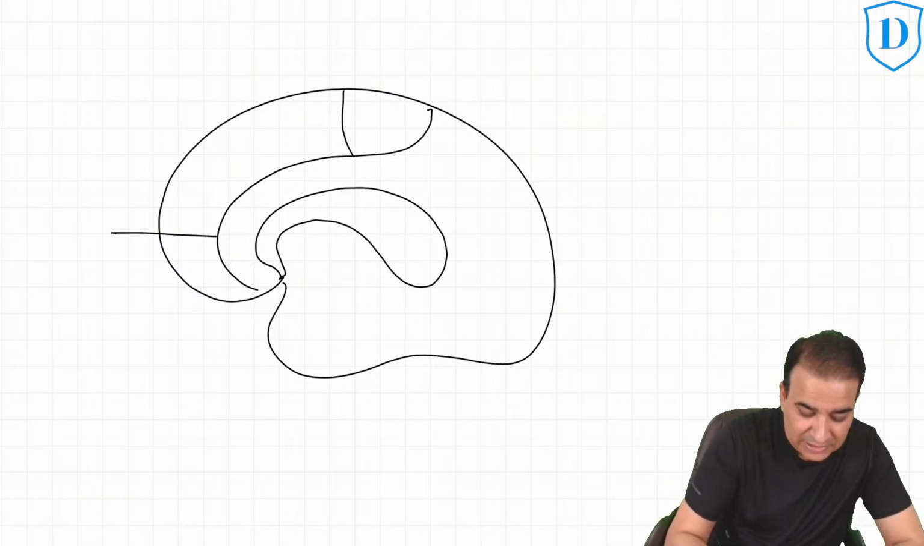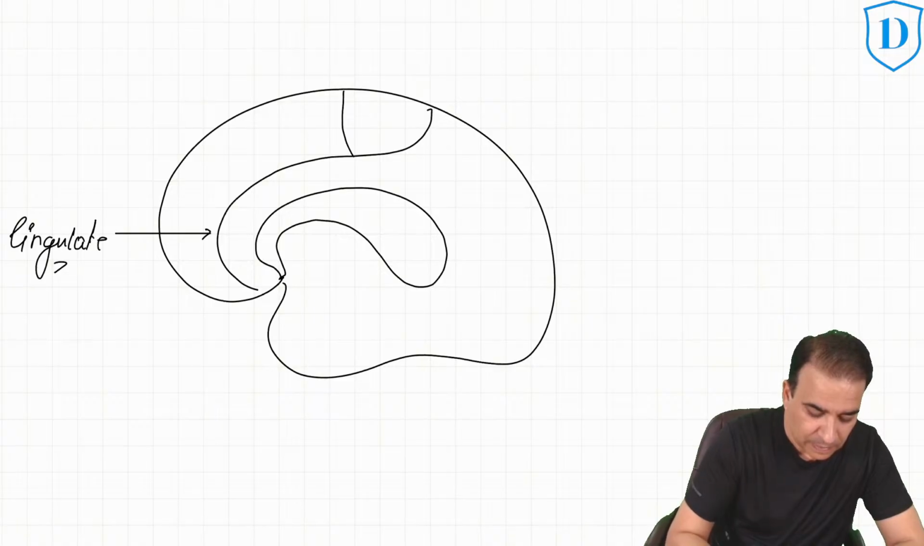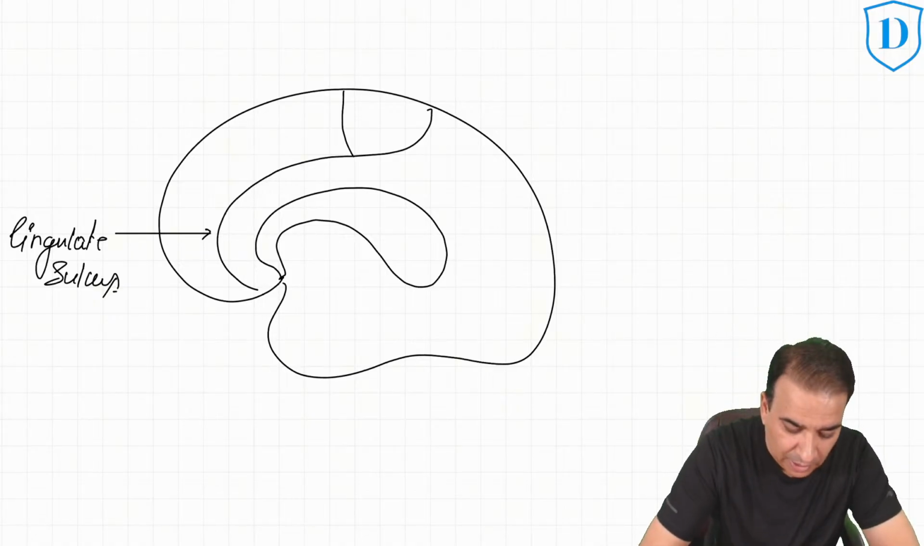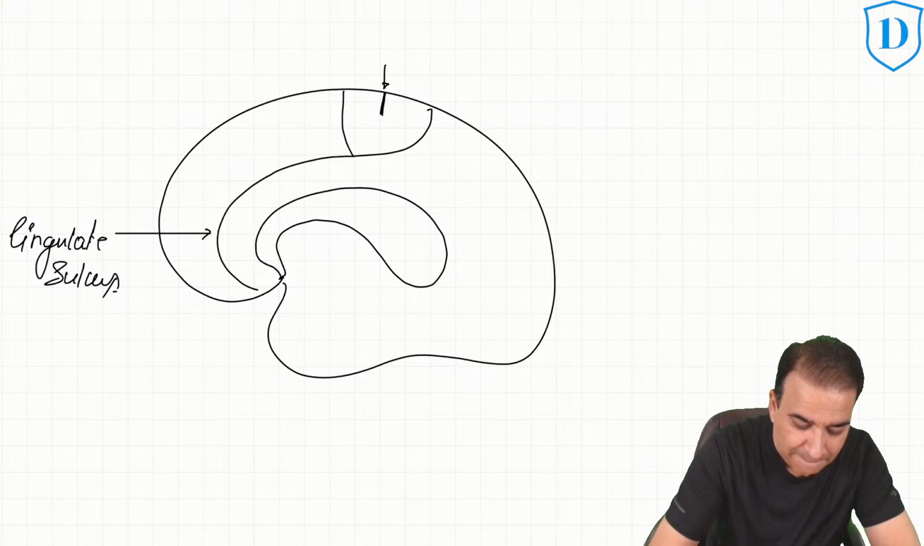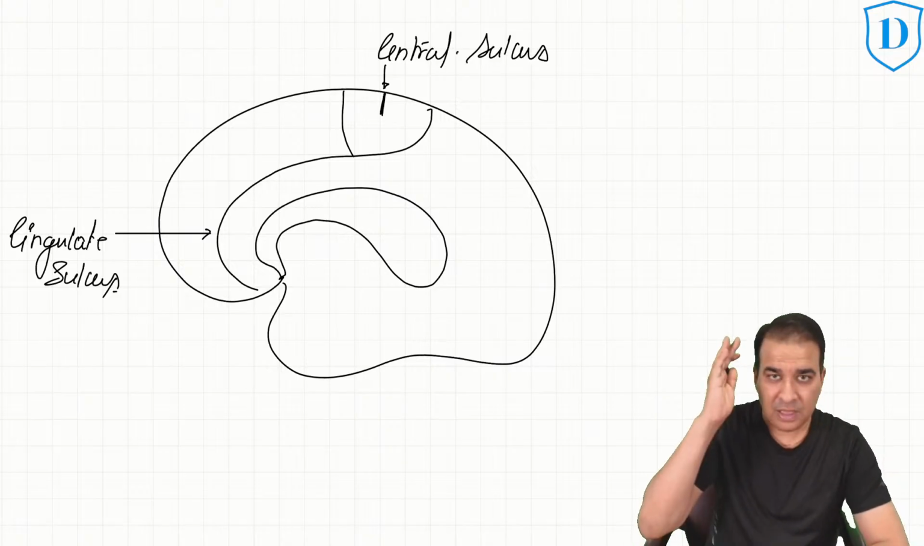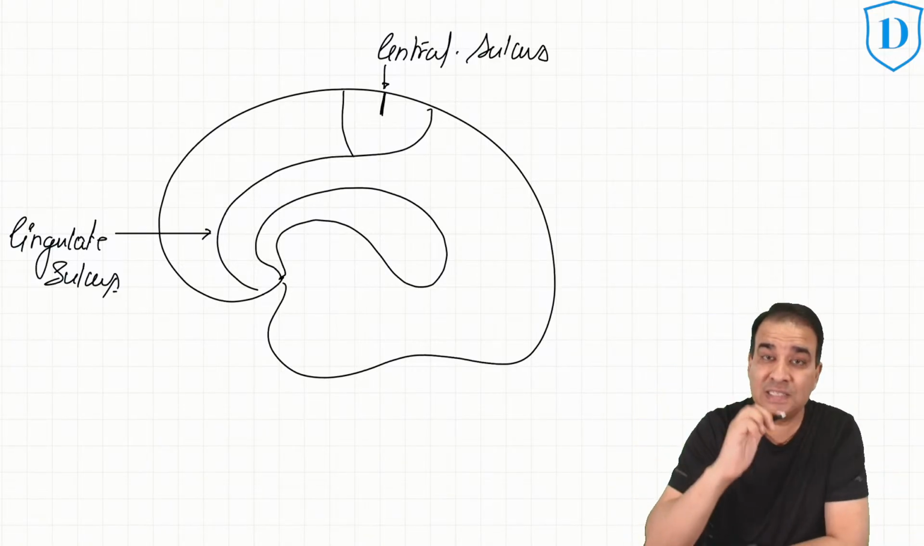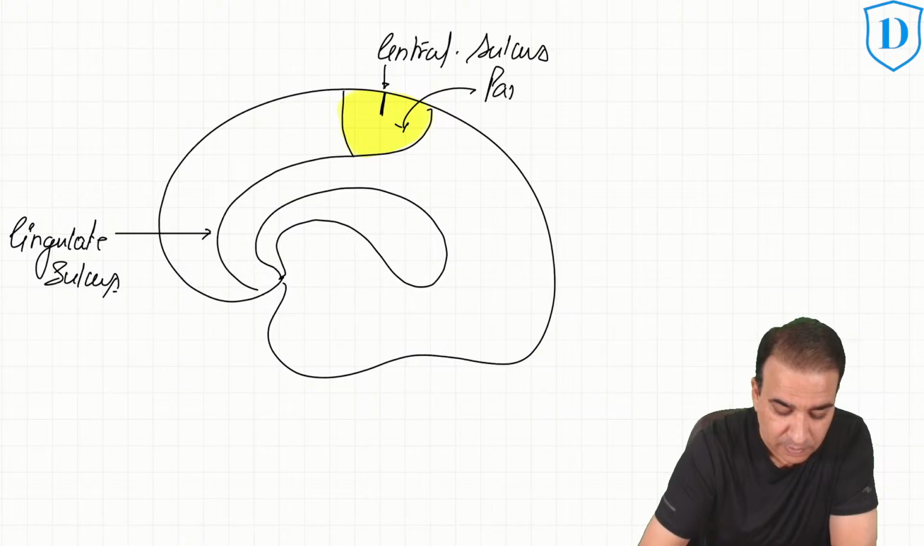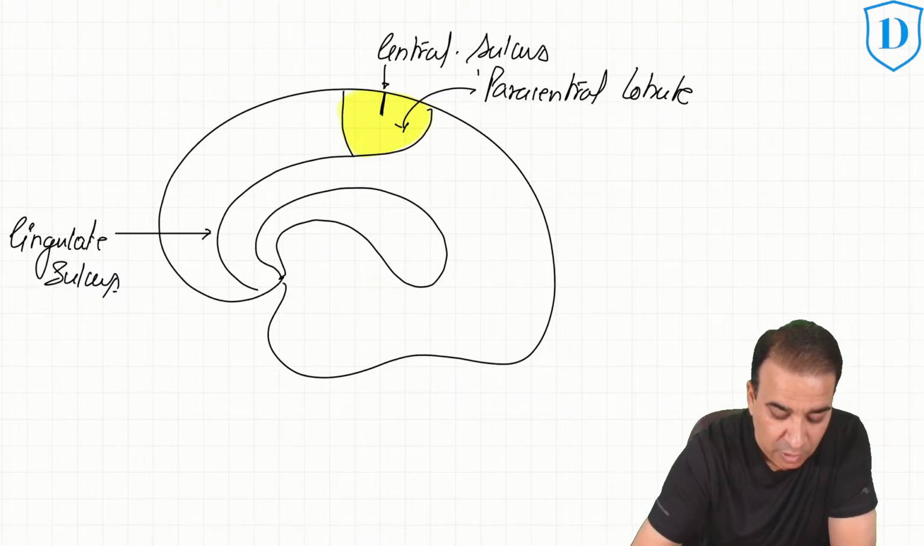This sulcus here is the cingulate sulcus, and you can see it dividing into two limbs. Between the two limbs of the cingulate sulcus you will see a very small projection of the central sulcus also. Normally, where is the central sulcus? On the lateral surface, but there is a small projection of the central sulcus on the medial surface as well, and the area surrounding it, on which a question has been asked in recent times, is called the paracentral lobule.